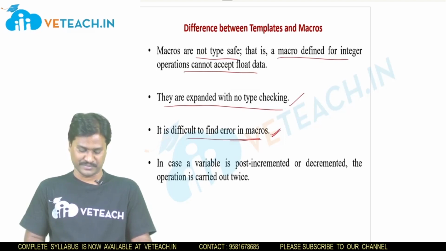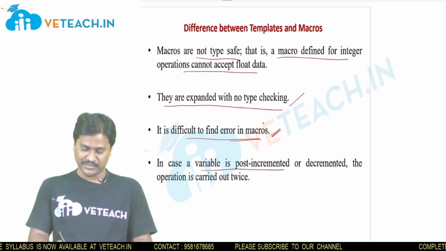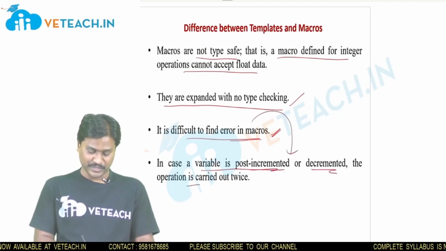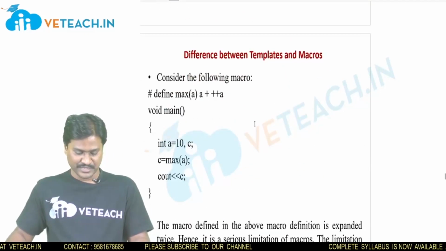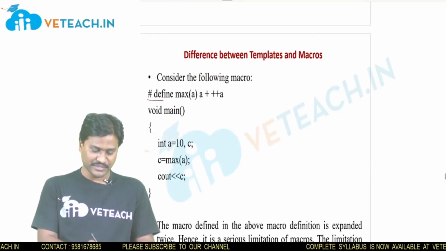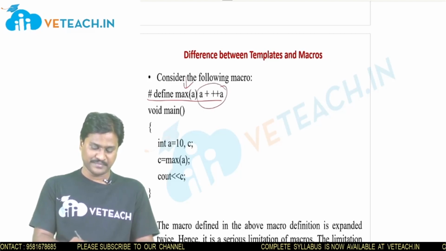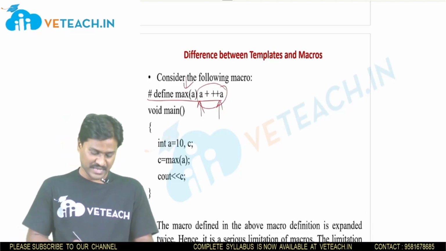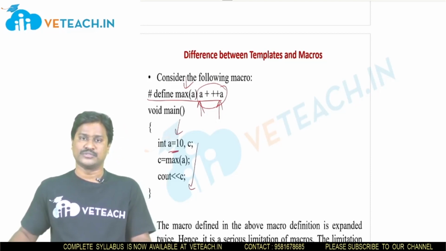And coming to the case where a variable is post-incremented, let me show an example. When a variable is post-incremented or decremented, the operation is carried out twice when we use a macro. For understanding this, here I have defined one macro for finding the maximum of a, and I am performing addition between operand a and the pre-incrementing operator applied to a, and I have defined this variable a. Here is some macro use in this program.